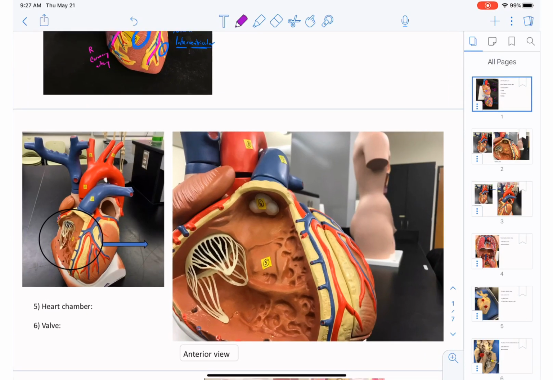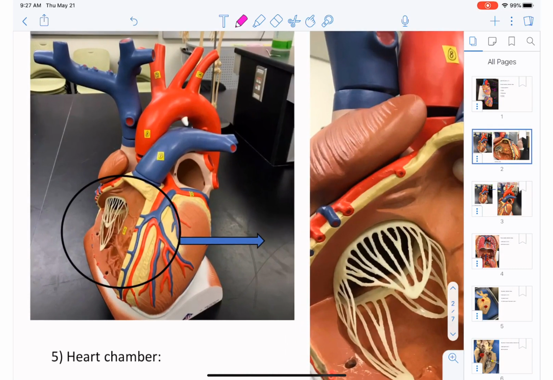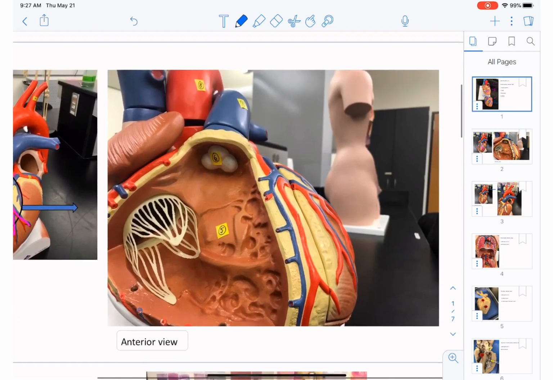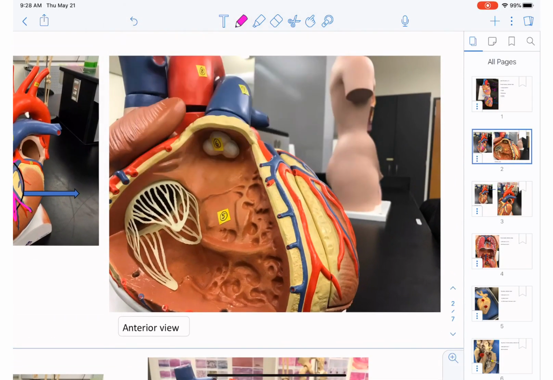Here we have a larger heart model. And let's zoom in on this picture. This is pretty much an anterior view, but it's a little bit of a lateral view as well. But again, let's identify that vessel. That's the anterior interventricular artery. And so what are we going to find on that side? Well, let's take a look. This is that anterior interventricular artery.